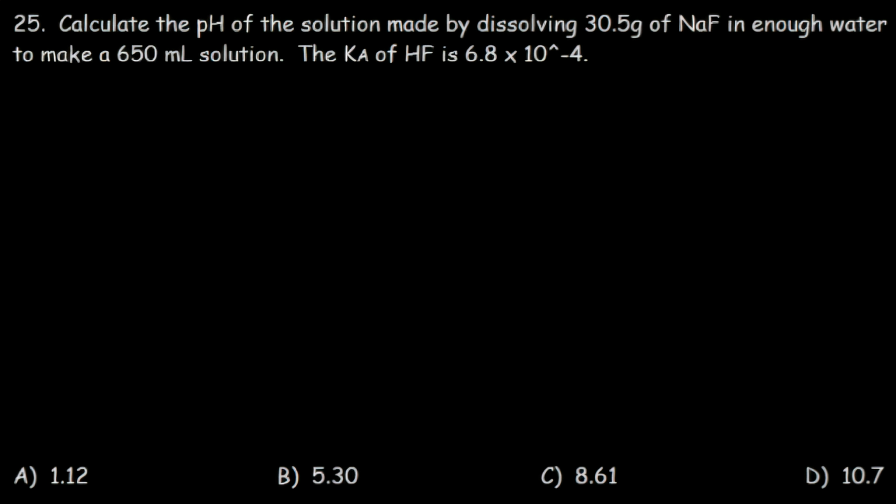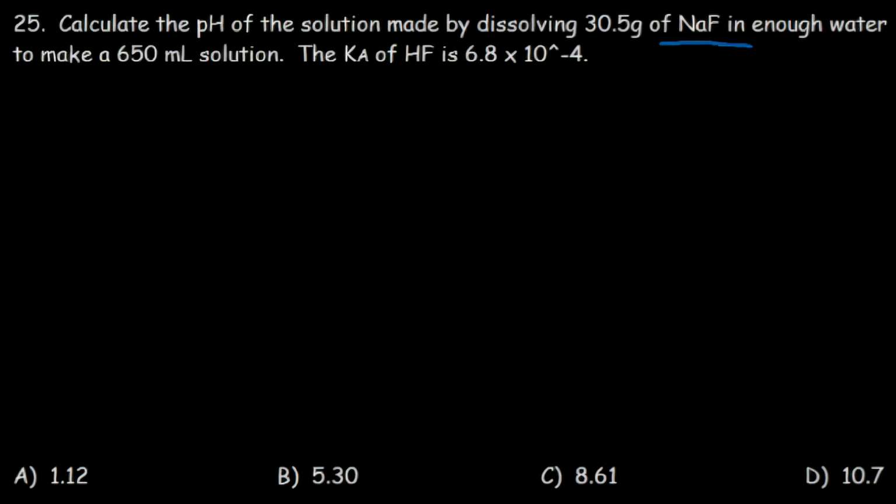Now, what you should not do in this problem is use the equation Ka is equal to x squared over the acid minus x. The reason is we don't have an acid dissolved in a solution. Instead, we have a base, or a basic salt, sodium fluoride. If we had HF dissolved in a solution, then we should use Ka. But because we have sodium fluoride, a base, dissolved in a solution, we should use Kb instead.